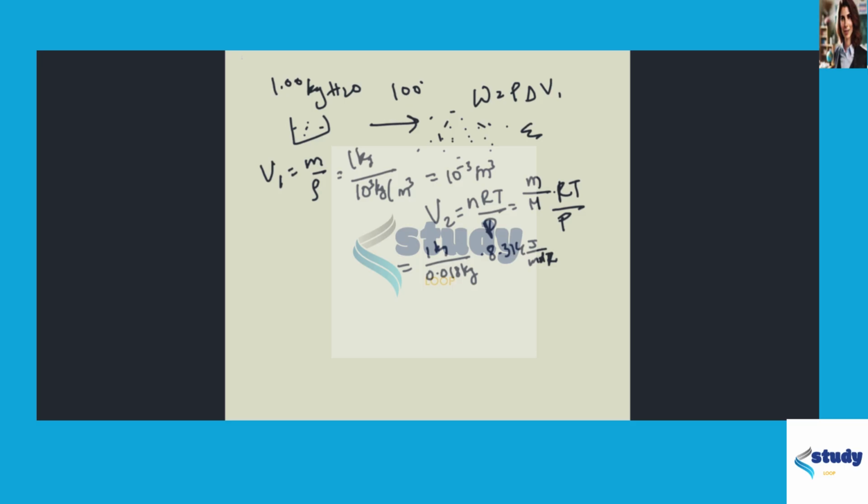times the temperature is 100 degrees Celsius, but do not forget to convert it into Kelvin, which is 373 Kelvin. Divide by pressure, which is 1 atmosphere, which is 1.01 into 10 power 5 pascals. Now this turns out to be 1.70 meter cubed. If you notice, this is a very large volume compared to this volume. It's almost 1700 times larger, which means we can simply consider the initial volume to be 0.